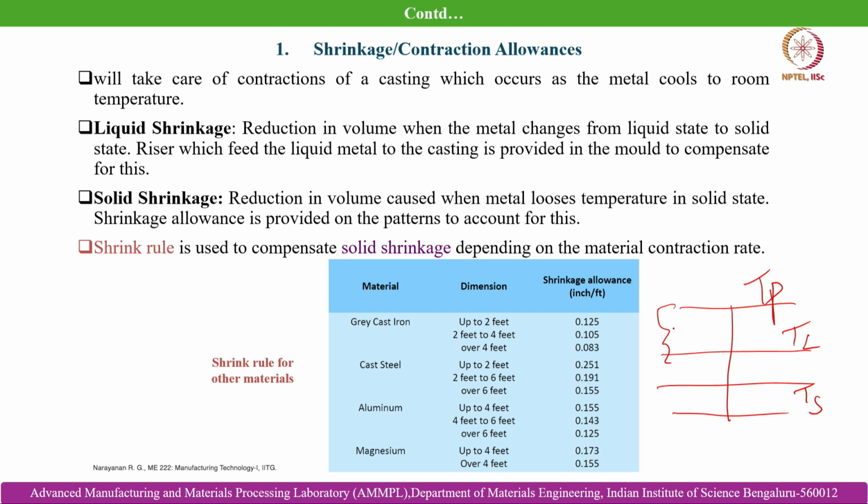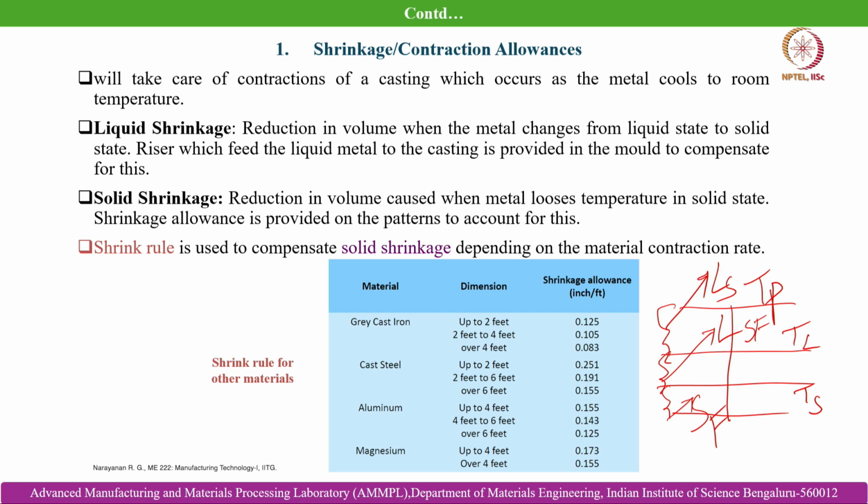So, up to this is your liquid shrinkage, L S, and here between the liquidus and solidus temperature is your solidification shrinkage, S F. And then up to this much, that means the temperature below the solidus temperature to the room temperature, the solid object is experiencing solid shrinkage. Okay. So, that can be denoted as shrinkage F, solid shrinkage. So, this is the reduction in volume caused when the metal loses temperature in the solid state.